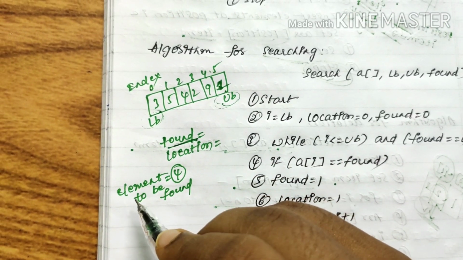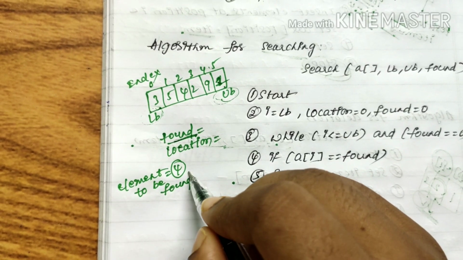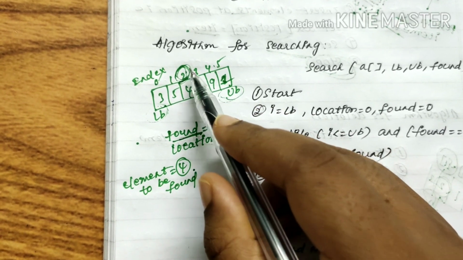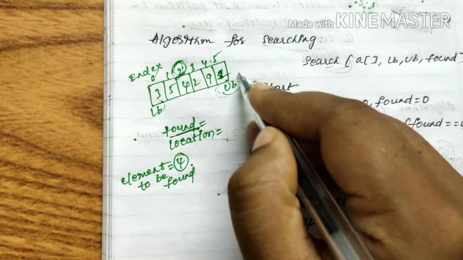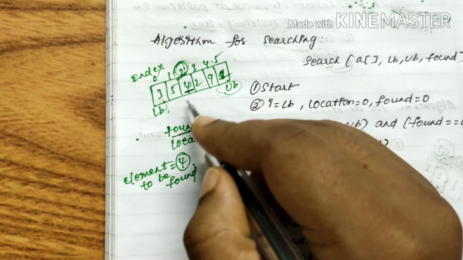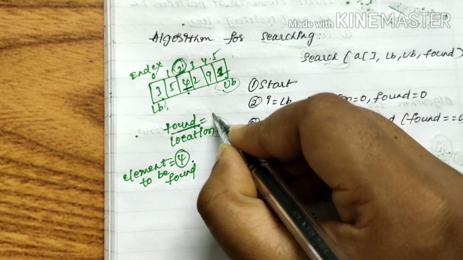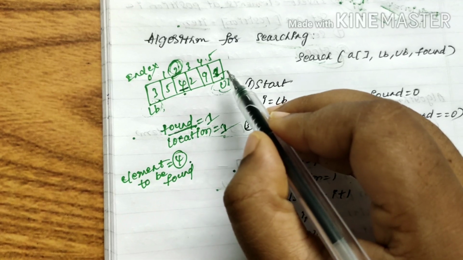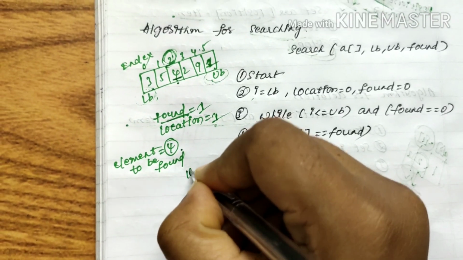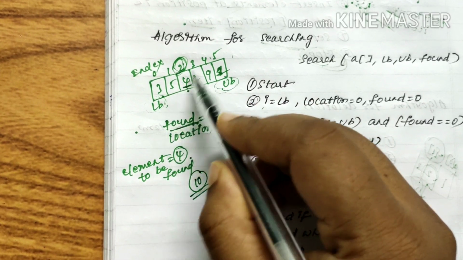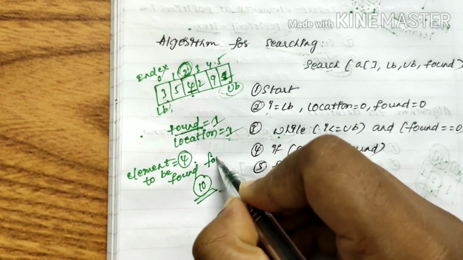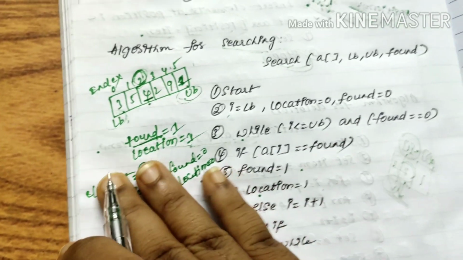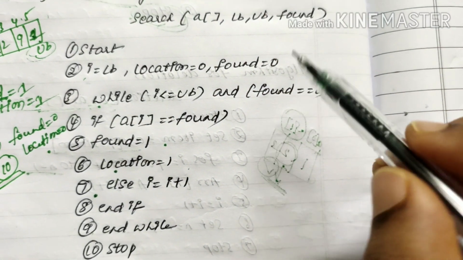Found means, let us take an example where the element to be found is 4. 4 is present at location 2 in the index 2. If in this entire array the element to be found matches with a particular element in the array, then found equals 1, location equals 1. If not, the element which I have to find here is 10. Let us take an example. The element to be found is 10. 10 is not present in the entire array. So found equals 0, location equals 0. This is what the algorithm is about. Searching whether the element is present in it or not.